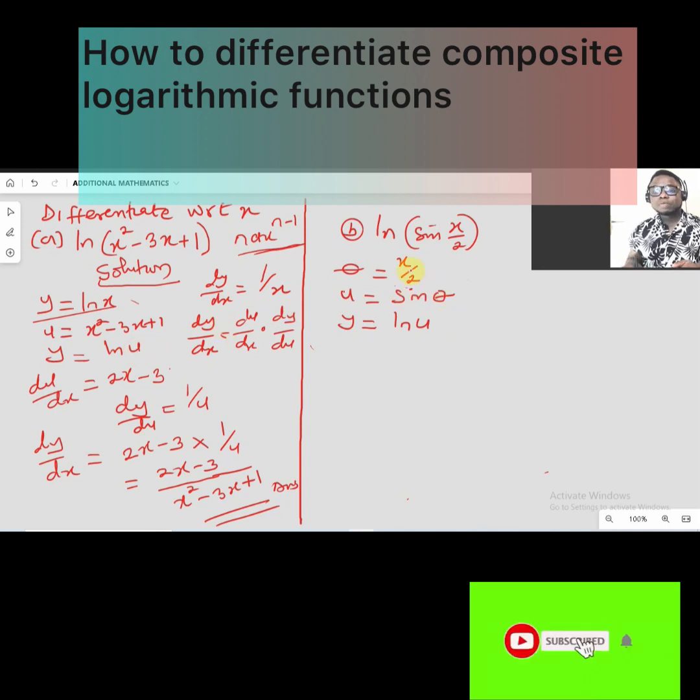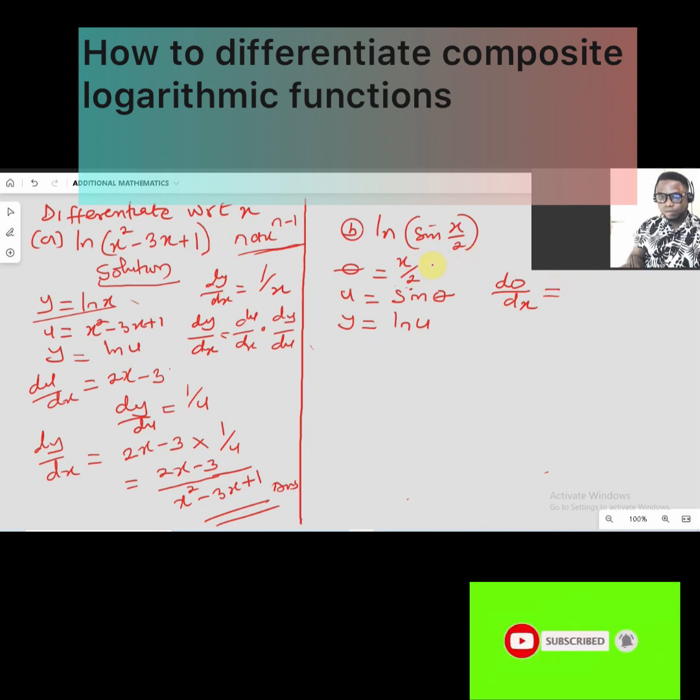Now, for me to differentiate, I'm going to still use this composite function law to multiply out. Before I do that, I'm going to find d theta over dx, that is differentiating theta with respect to x, and I'll differentiate u with respect to theta, and also differentiate y with respect to u. So doing that, I'm going to have d theta over dx, that will be equal to differentiating this.